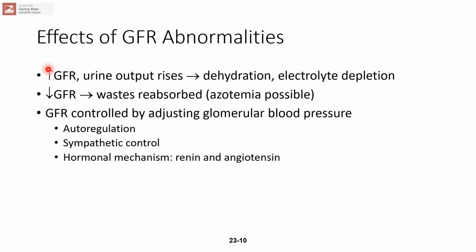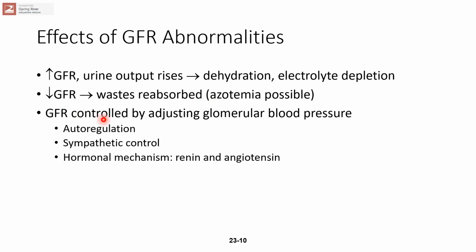Now, if the GFR increases, it leads to increase in urine output, right? Because there's a lot more pressure on the glomerulus. So this can cause excessive loss of water and dehydration. Along with water, obviously, we lose a lot of ions, so it can lead to electrolyte depletion. And if the GFR is really, really low, waste products are retained in the body, okay? So we end up retaining urea and nitrogen. And azotemia is the condition wherein we retain excessive nitrogen in the blood because it's not efficiently removed through the urine.